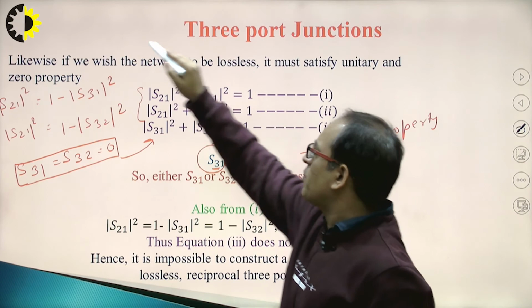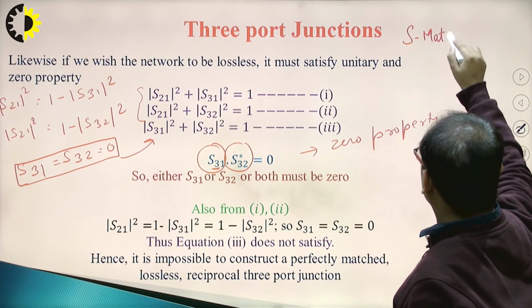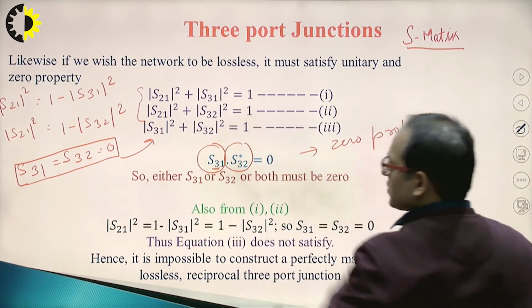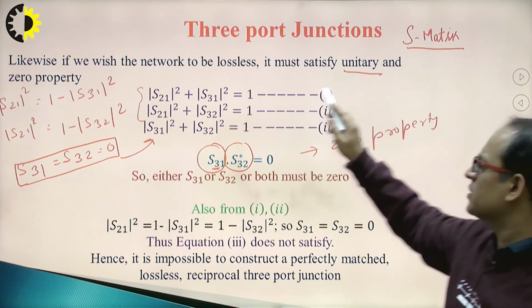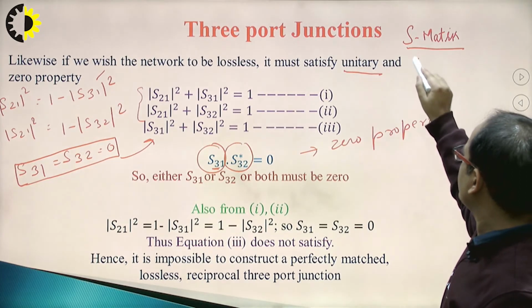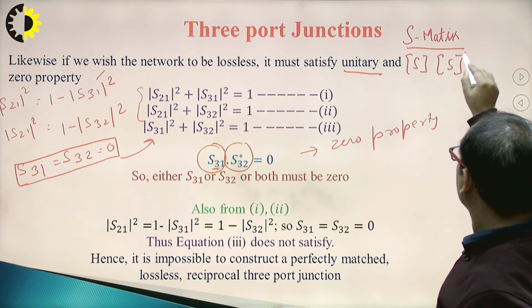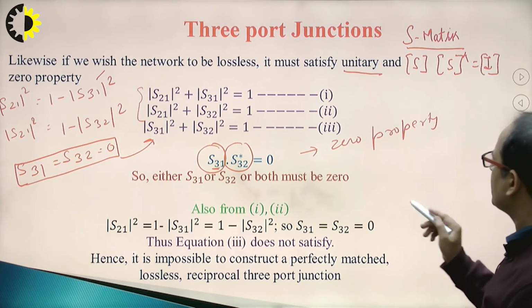Now see, this is another property of the S matrix: if the network is lossless, then it must satisfy the unitary and the zero property. Unitary and zero property means the S matrix multiplied by its conjugate will be equal to what? Identity matrix.